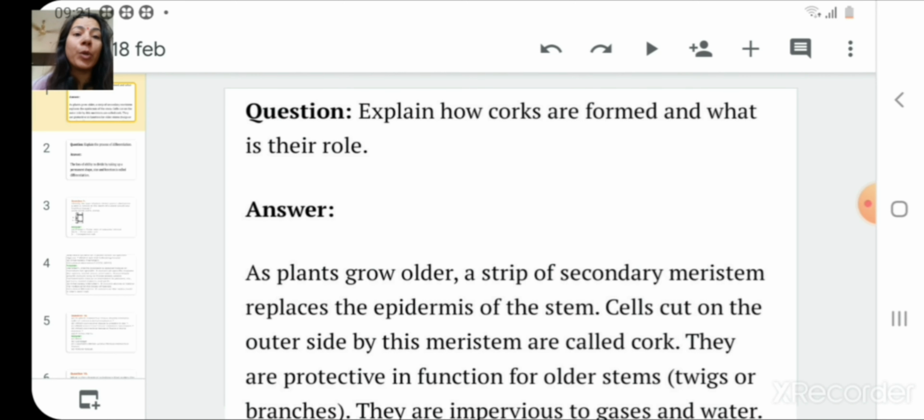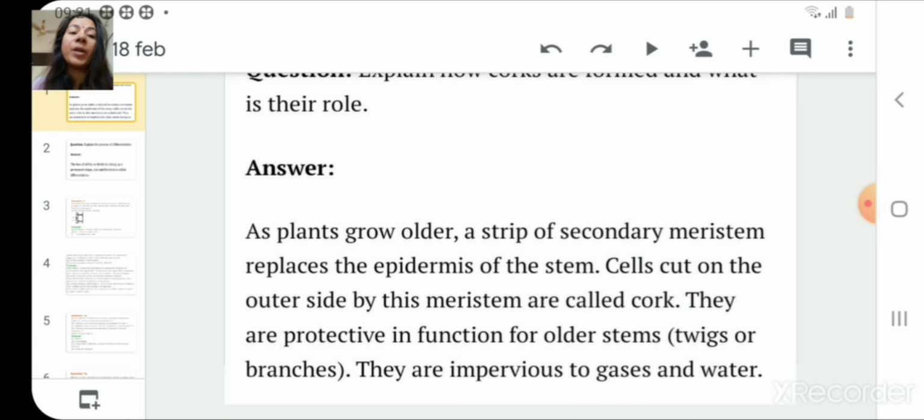As plants grow older, a strip of secondary meristem replaces the epidermis of the stem. Cells cut on the outer side by this meristem are called cork. They are protective in function for older stems, twigs or branches, and they are impervious to gases and water.